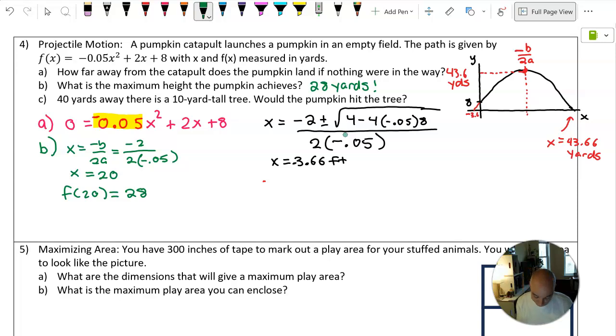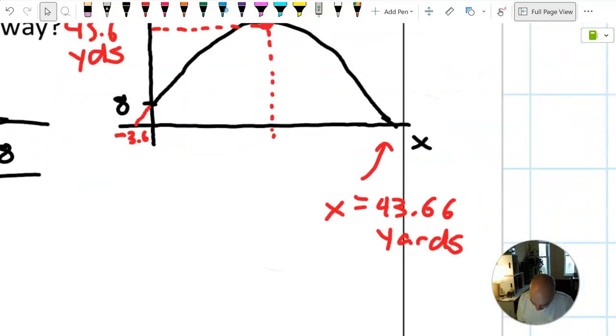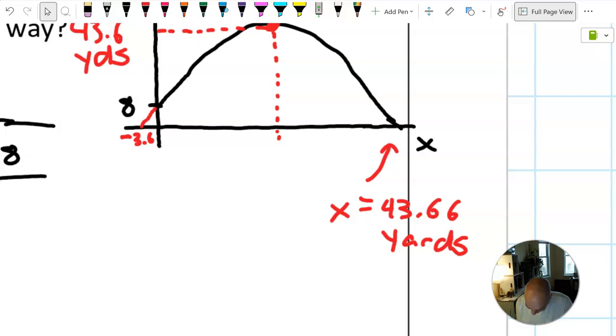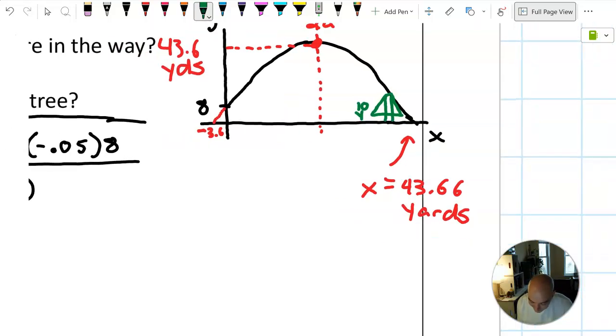That's pretty high. The last question is saying, 40 yards away, there's a 10-yard tall tree. Would the pumpkin actually hit the tree? So instead of being in an empty field, we're imagining there's a tree out there now. Let's go back to the picture and maybe draw the tree in. So 40 yards is like close over here. So we're saying maybe there's a big tree right here. Maybe it's a little pine tree. And it's 10 yards tall. So is the pumpkin going to hit the tree?